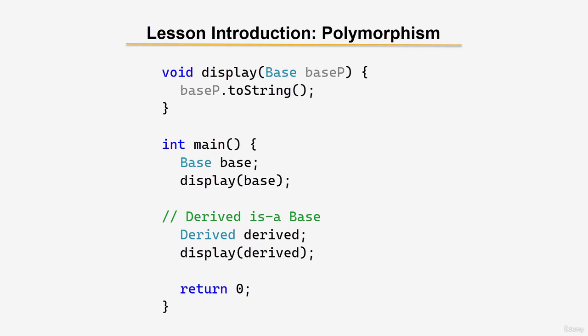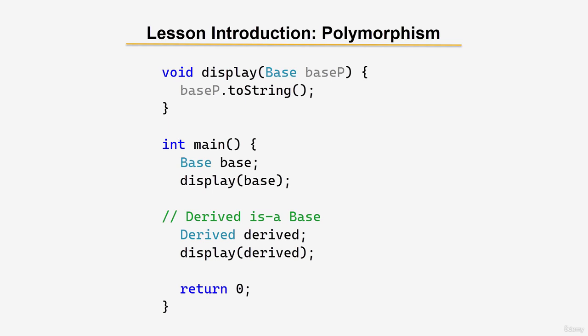So some of the things that we'll run into includes this right here, where we have a display function, for example, and for the formal parameter that will have a base class type. In the main function, we create a base object and we pass that into display. That's going to be fine. It will behave as we may expect.